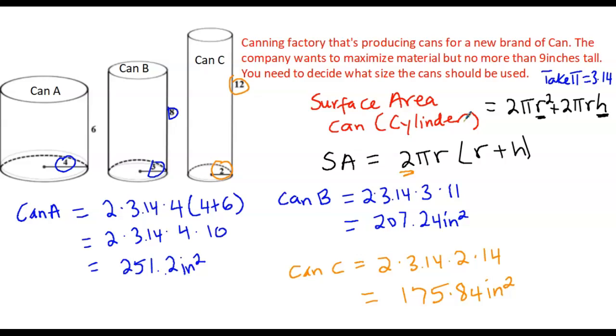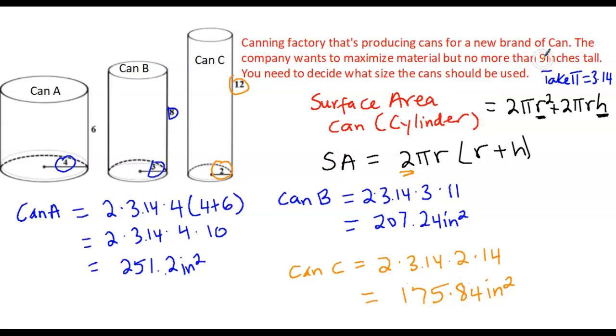So now it's time for us to make a decision. We realize that we have calculated all the surface areas. So realize that can A will need a lot of materials because the surface area is really huge, followed by B and then by C. So C is the smallest material that we need in order for us to make it.